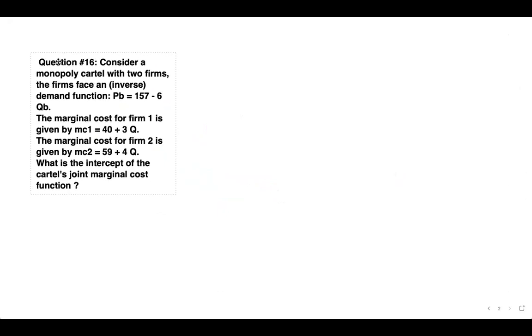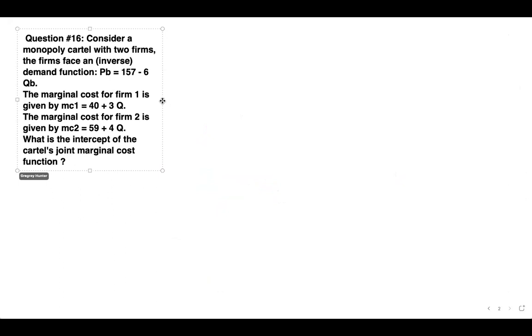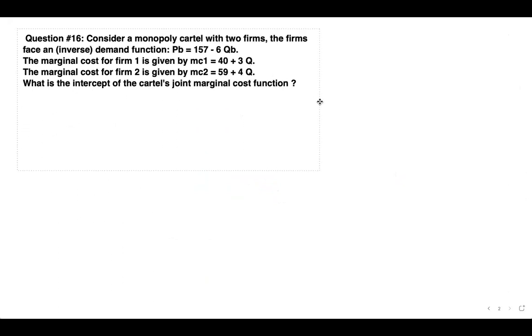Okay, so I'm gonna put this here and paste. Okay, so you can see the question, right, Miles, over here. This is a monopoly cartel. And what we wanna pay attention to is the difference between the production units.